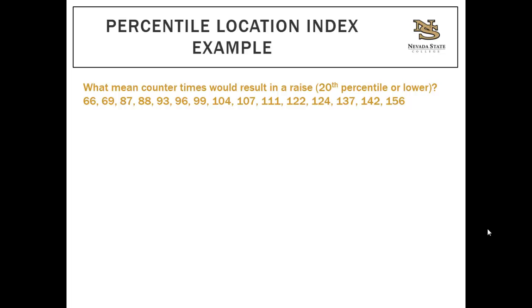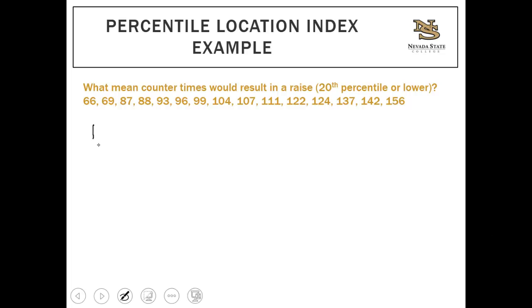Okay, so let's do this example where we are trying to identify what score is at the 20th percentile so we can figure out which scores in this data set are going to be at the 20th percentile or lower, and then which tellers would receive a raise. Okay, so let's go ahead and figure out I, because our scores are already in numeric order. That's the first step. If the scores aren't in numeric order, make sure you put them in numeric order, because remember, once you find I, you're going to use that to count from the low end.